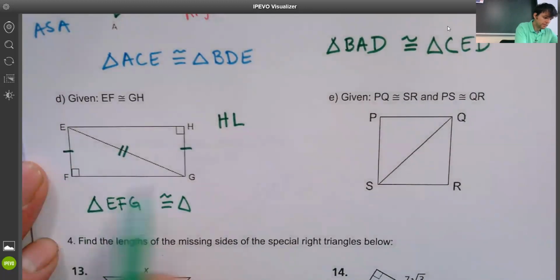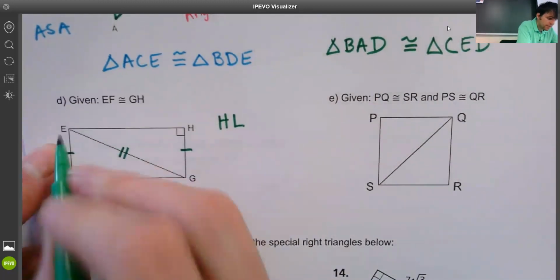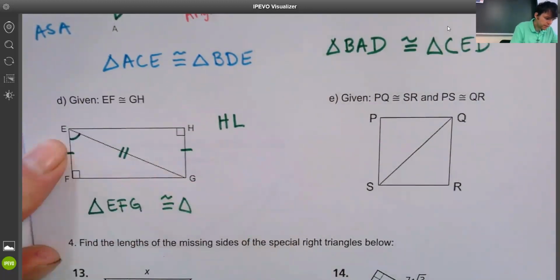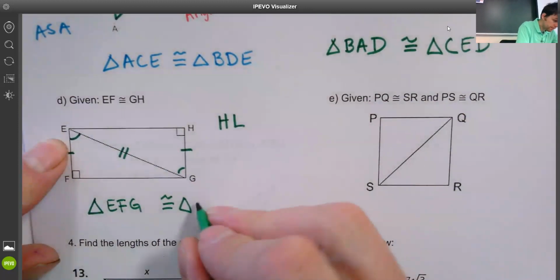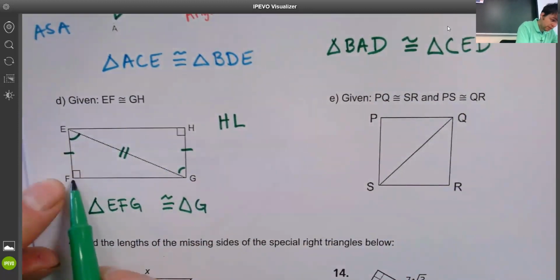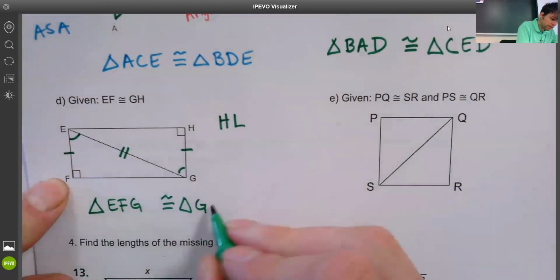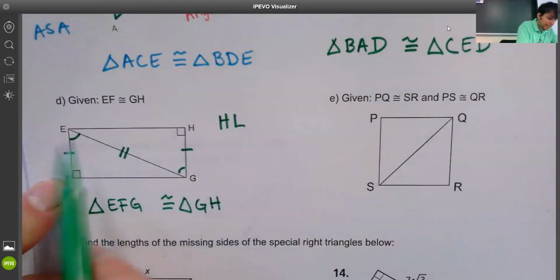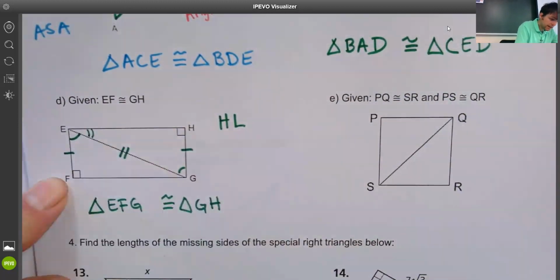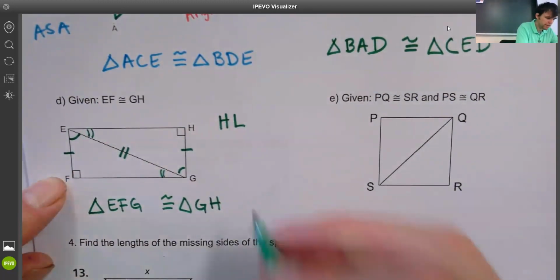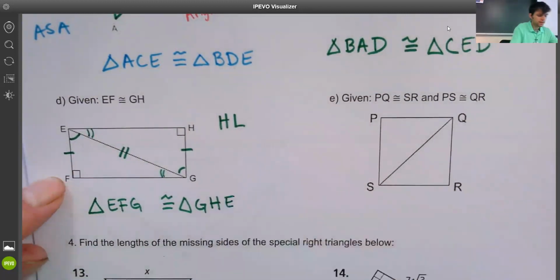So EFG. So E, this angle up here in this triangle, is going to correspond with G in the other triangle. So E is going to correspond with G. F is our right angle. It's going to correspond with the right angle over here, which is H. And G, this angle down here, is going to correspond with this angle here, because they're congruent to one another. So it corresponds with E in the other triangle.